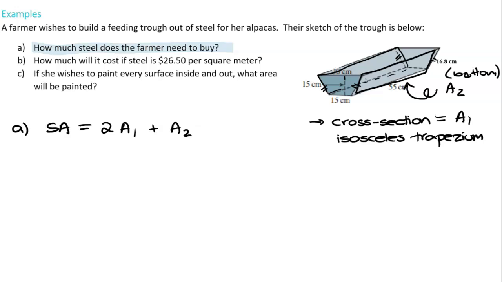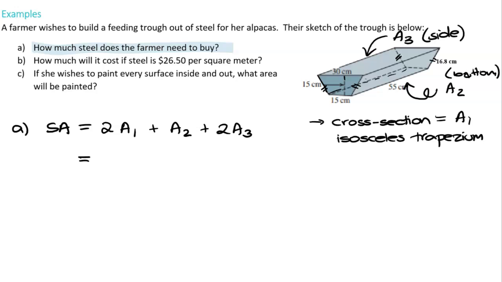Do they have the same length and width? Yes, they do. That length is this 55 centimeters, and they both have a width of 16.8 because we spoke about them being isosceles trapeziums before. So let's call the side A3, and we're going to have two lots of A3. Remember, we're not doing the top because this is an open trough. So when you have worded questions, you need to be really careful if they specify that. So two lots of A1.